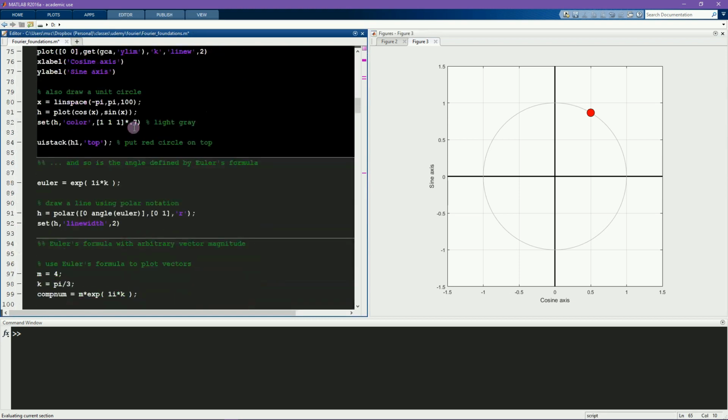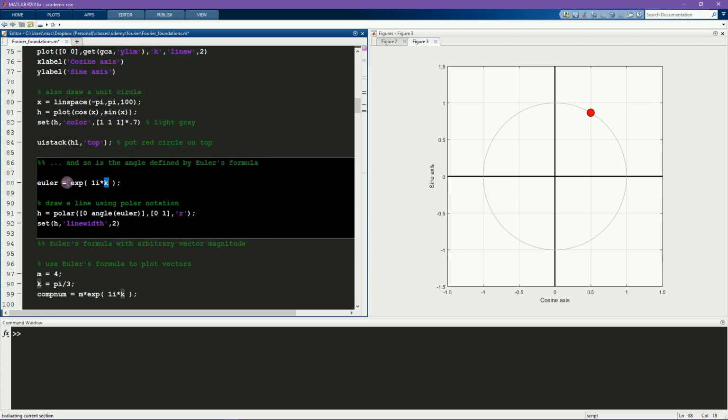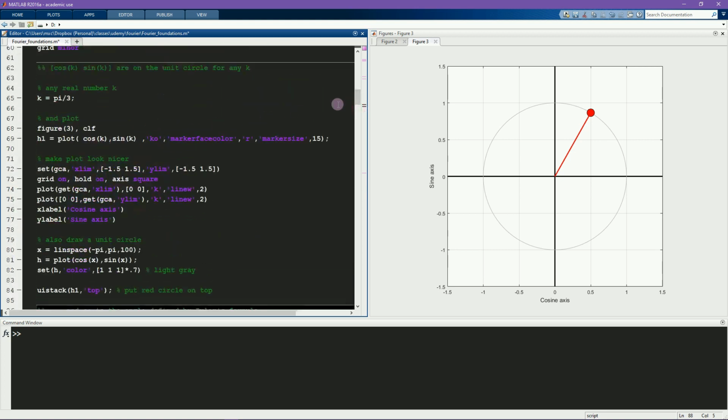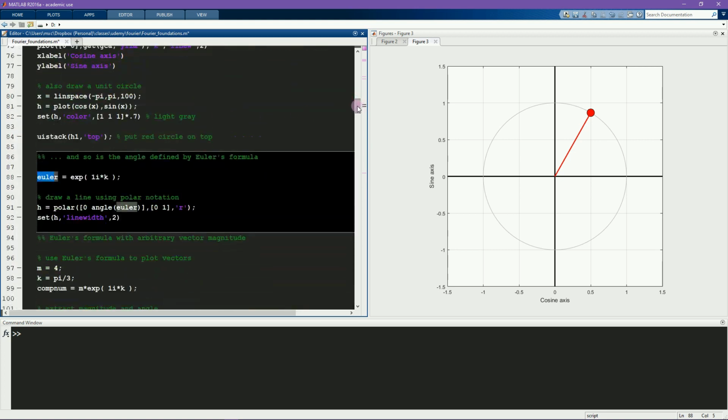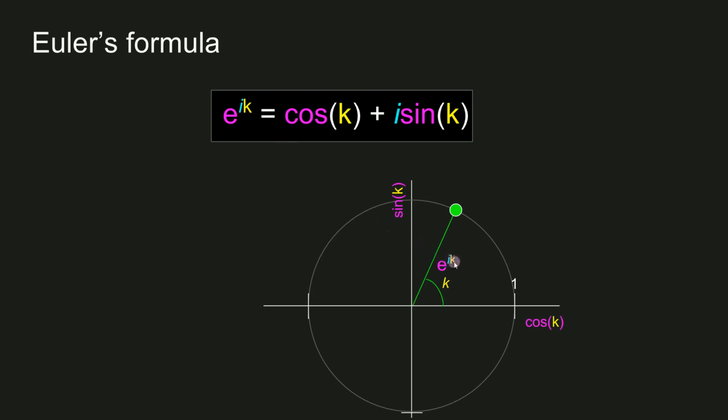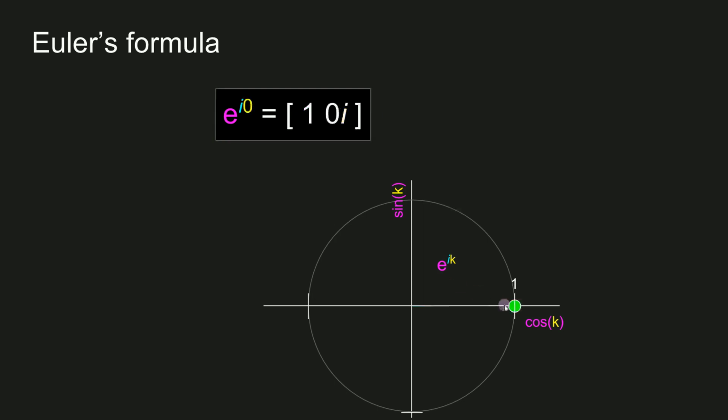And now in this code here, what I'm going to do is have that same value k go into Euler's formula. So this is e to the ik. And now I'm going to plot that line using the angle defined by this complex number. And you can see that the line goes straight to that point, which here we defined using the cosine and sine of that point. The exponent k indicates angle in radians. So that means that this angle here is e to the i0.